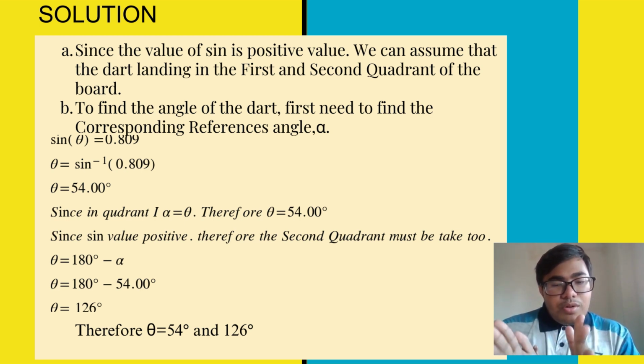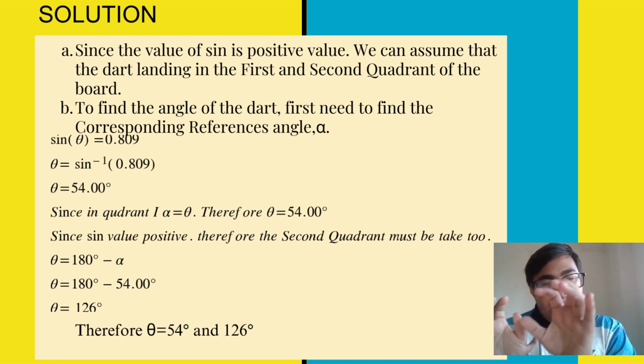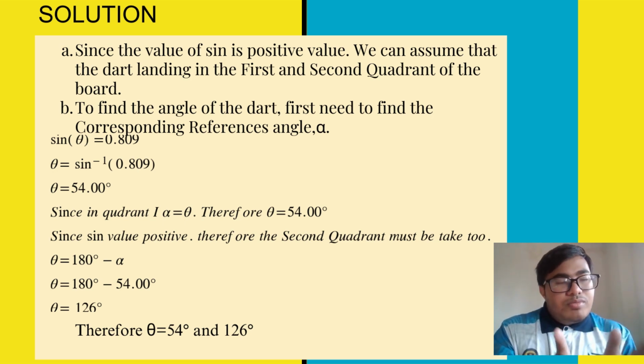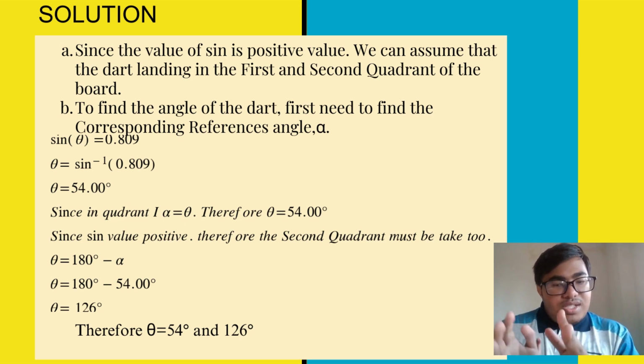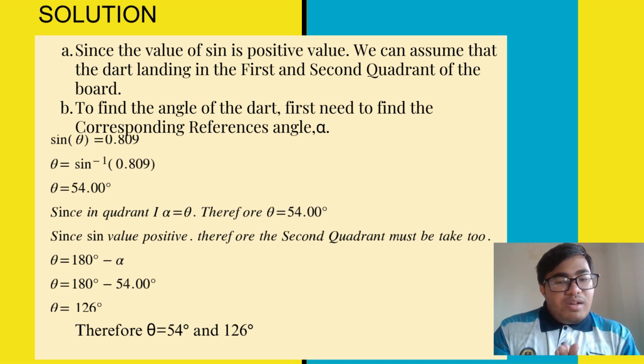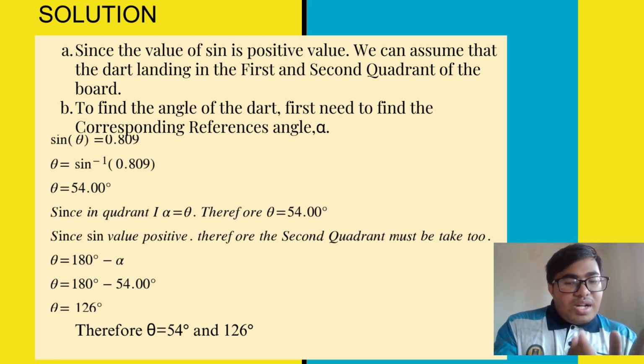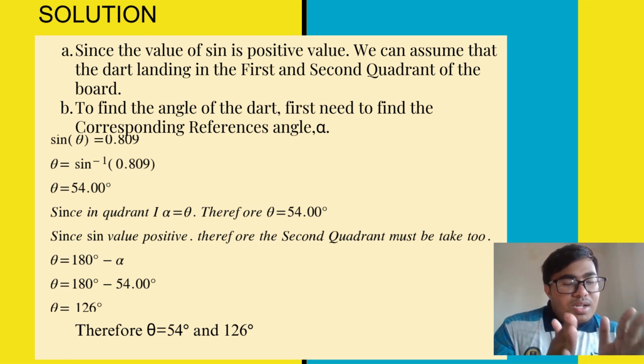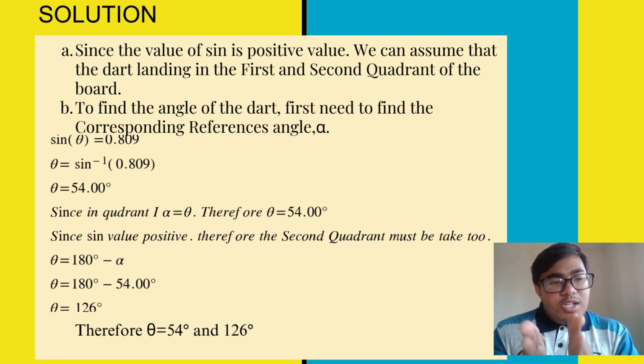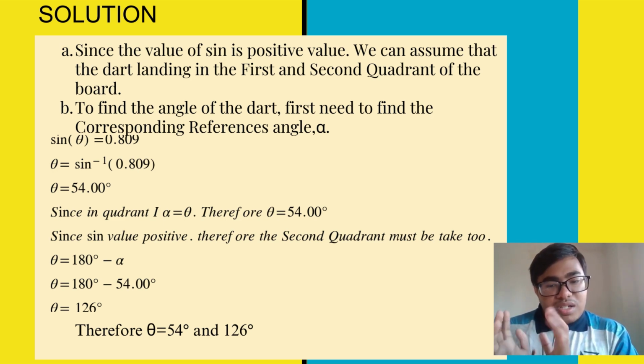So we know there is a reference angle. The theta now is equal to the alpha, so theta becomes the reference angle. Sine theta equals 0.809, so theta is sine inverse of 0.809, and we get 54 degrees. Since the dart is in quadrant 1, the reference angle equals theta itself. So the first angle is 54 degrees.